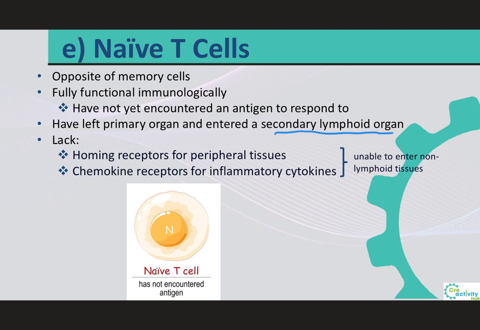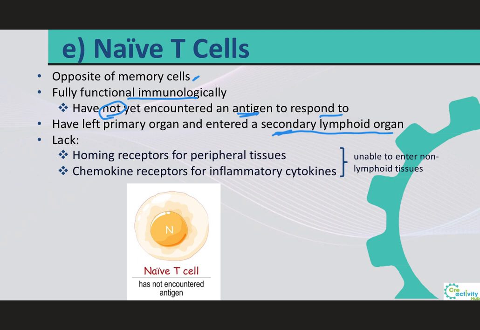Now, a naive lymphocyte is one that has left the primary organ and entered a secondary lymphoid organ. However, the naive lymphocytes, even though they're fully functional immunologically, have not yet encountered an antigen to respond to. Therefore, we can say that they are the opposite of the memory cells, which have already encountered an antigen, and they stay on alert for any pathogen that wants to reinfect the body.